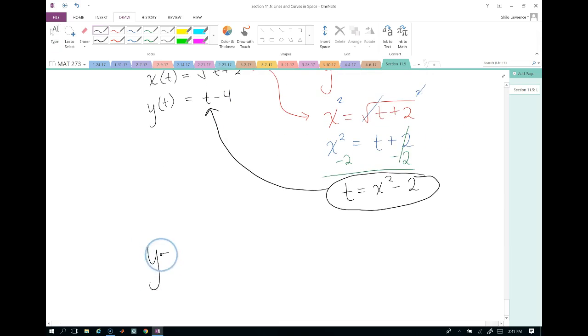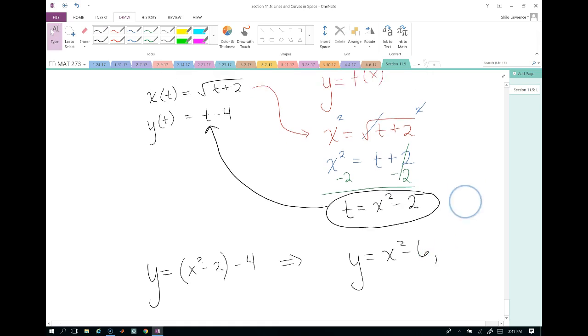And then we can use this to replace the t in the other equation. So now we have y equals x squared minus 2 minus 4. All I did is I replaced the t with x squared minus 2. And we could simplify this a little bit. This is y equals x squared minus 6. We need to be careful. There is going to be a domain restriction on this.